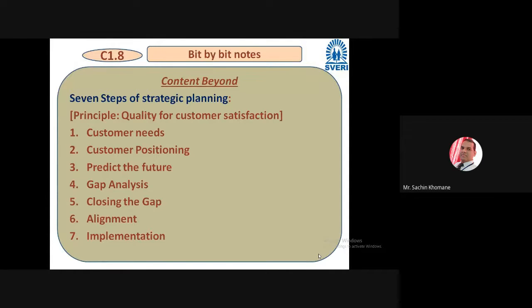Then whatever plan he has made by involving all stakeholders and by considering the current situation and the future state of the organization, he has to align that plan with the vision, mission, and values of the organization. Yes, he has made a plan, very nice. But is that plan in line with the vision, mission, and values of that organization? Checking that is alignment.